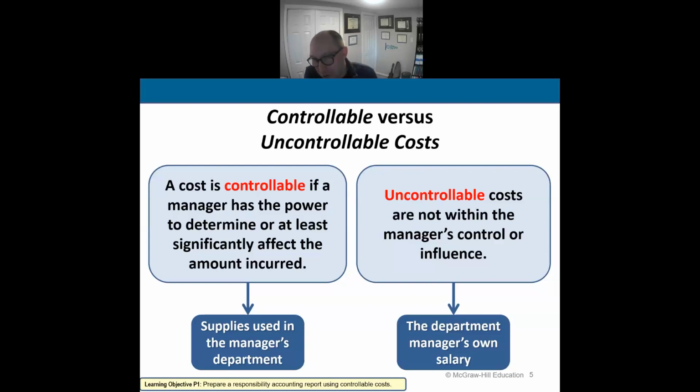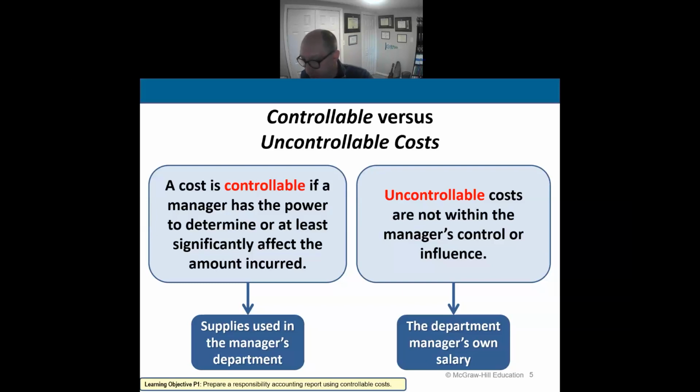Controllable costs are those costs that we have the ability to influence. We have the ability to affect those costs as managers. Yeah. I can control most of my costs at the hotel. Most costs. Not all, but most. I can control the amount that I spend on labor. I can control the amount that I spend on materials. I can control the amount, to some degree, that I spend on overhead.